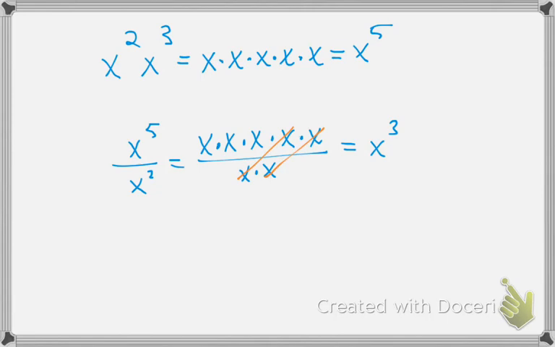So this suggests that if I'm taking a base to a power and dividing the same base to a power, I keep the base and simply subtract. All right? Does the order of subtraction matter? Yes. Right? Top minus bottom. 5 minus 2 is 3.